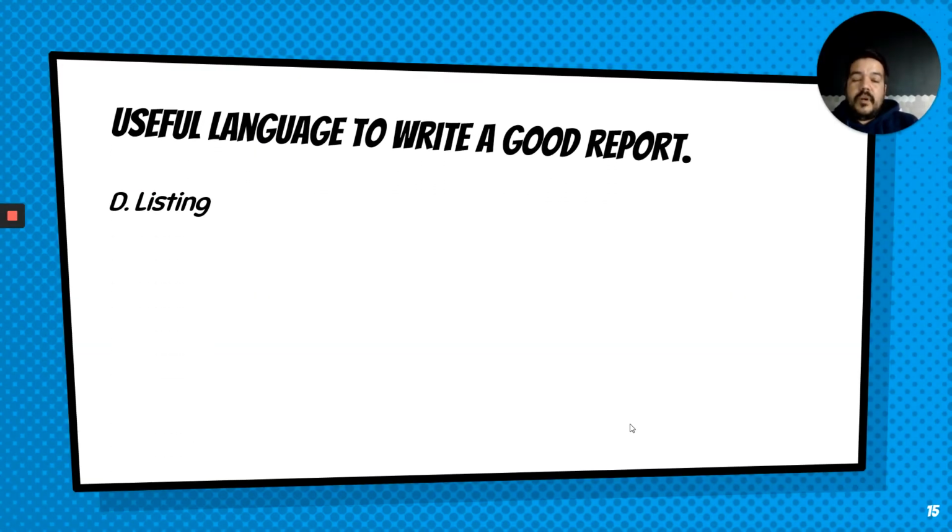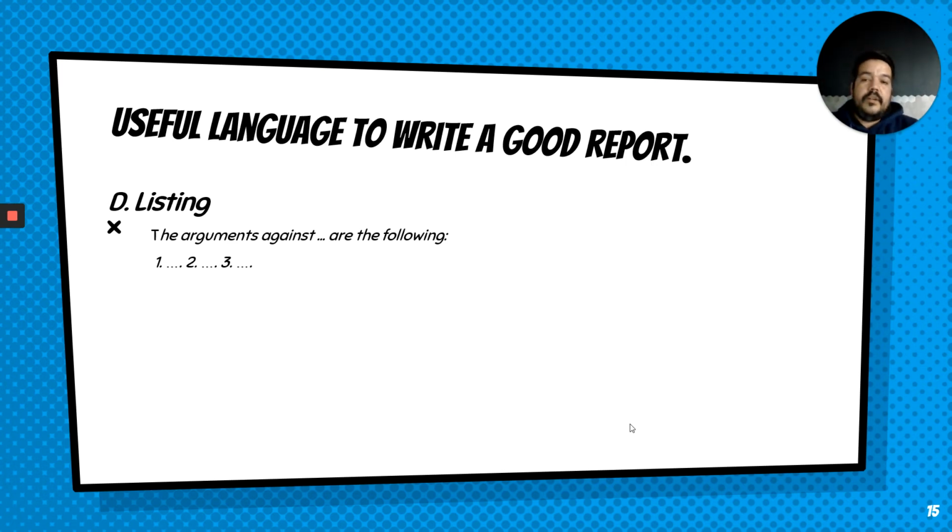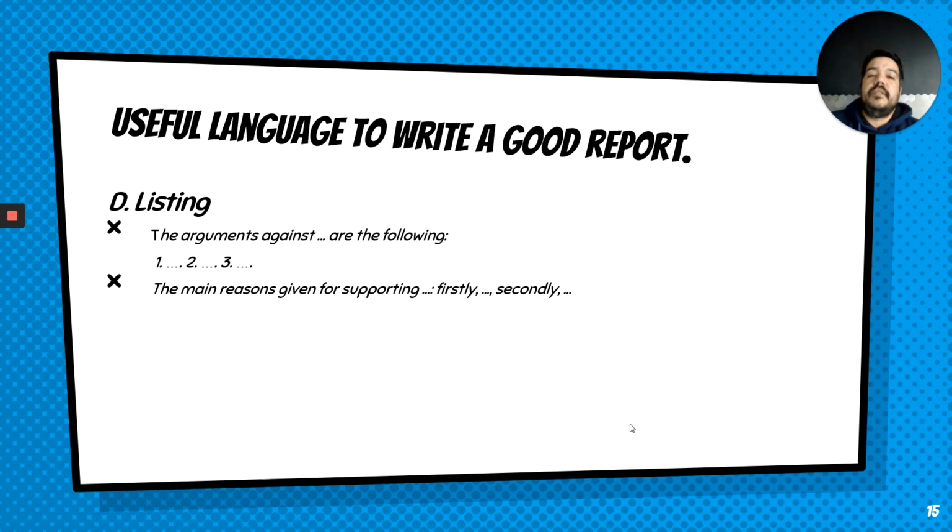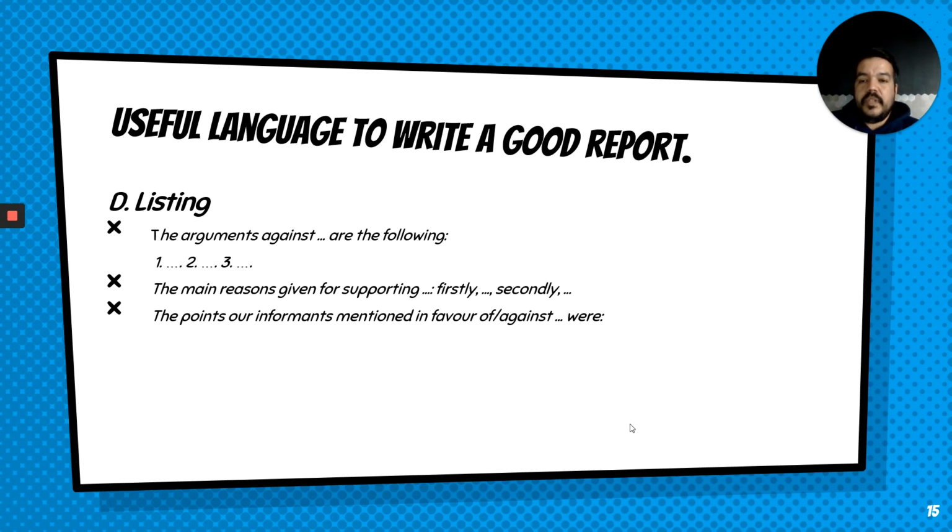If you want to write about listing, you want to list something, you can say the arguments against are the following: 1, 2, 3, and there you explain. The main reasons given for supporting are firstly, secondly, thirdly, etc. The points our informants mentioned in favor of or against were.